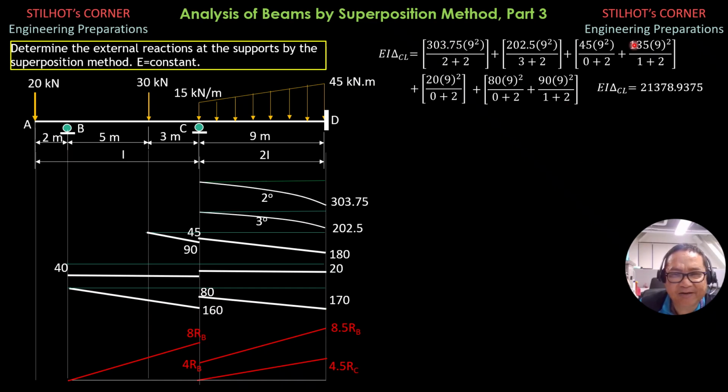So simplifying, combining, EI delta C due to the load is 21,378.9375. And due to the reaction, due to this moment diagram, EI delta C due to the reaction is 4.5 RC times 9 squared over 1 plus 2.